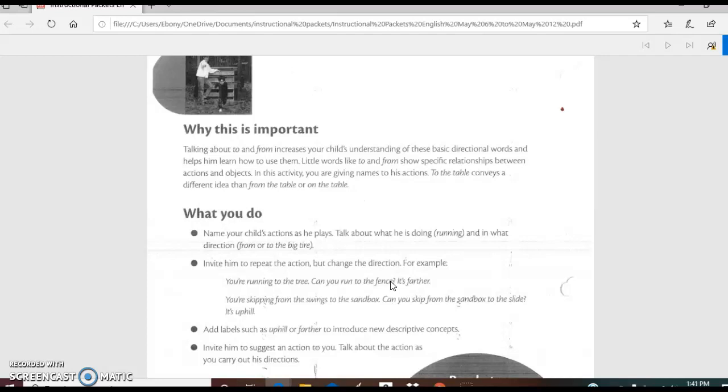And then you could ask your child again to run to another location, and after they run to the location, you could ask if it is closer or if it is farther. Is it up a hill? Is it down a hill? Just to expand their vocabulary.